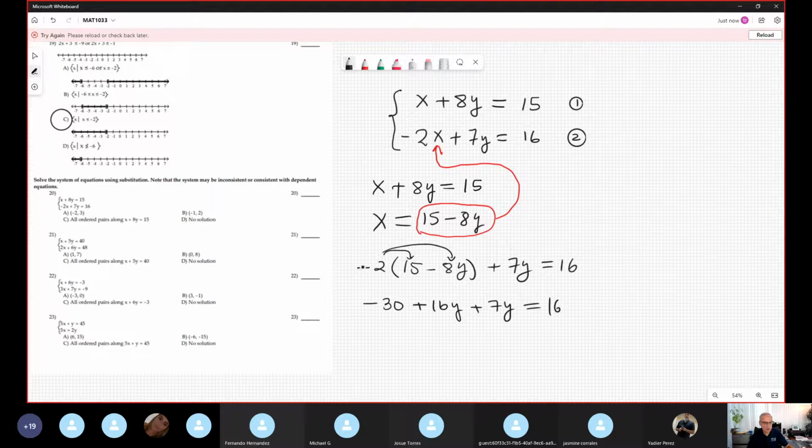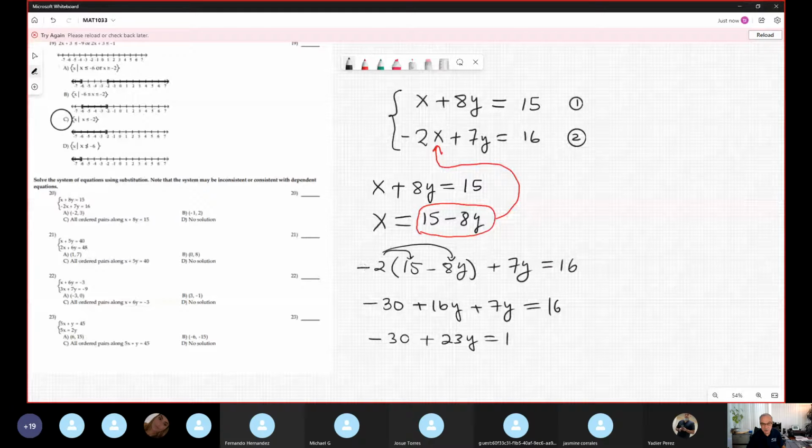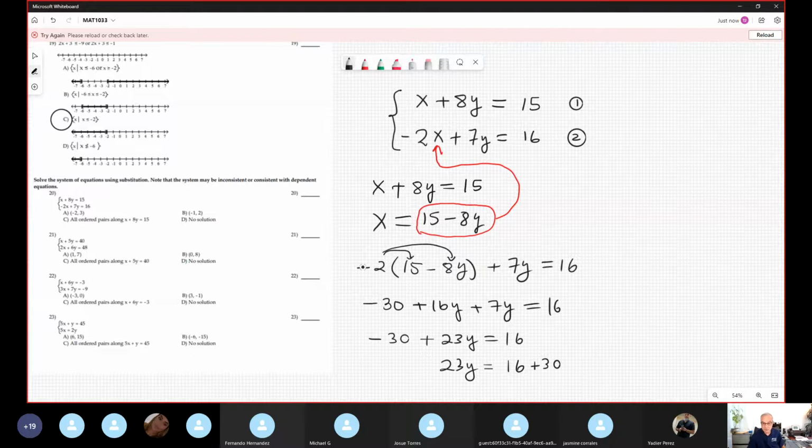Okay, and the rest is combined like terms. We combine. This is minus 30. We combine 16 and 7 is 23, no? 23y equals 16, and you solve for y. 23y is equal to 16 plus 30. 16 plus 30 is 46.